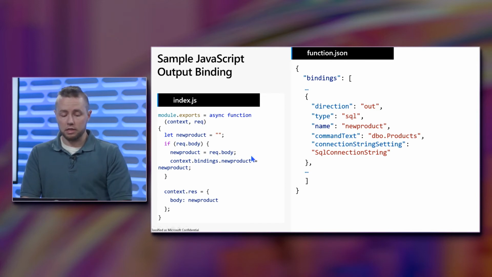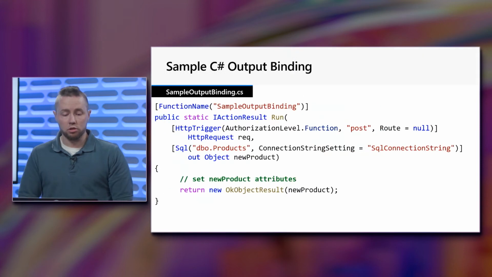If we take this example right over to what the C# output binding looks like, in this case, the table name and the connection string are in that function definition. And we know that we need to set up new product, the object, those attributes, to go ahead and insert that information into the database. We're going to take a look at what that looks like with C# now.